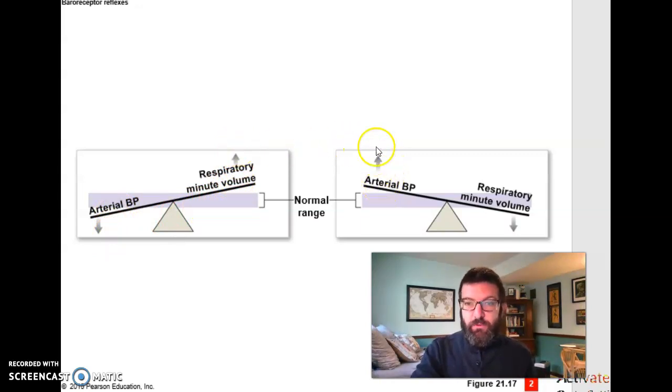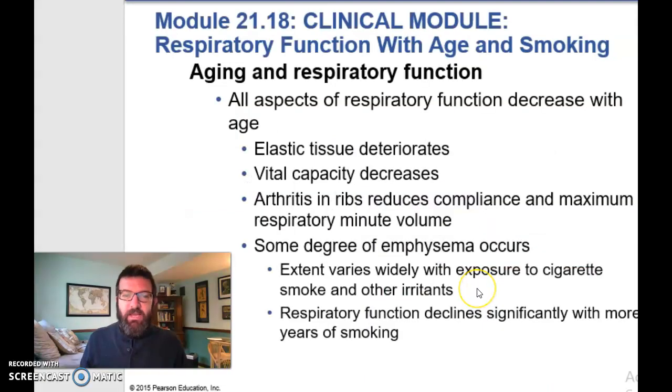As your arterial pressure goes up, your respiratory minute volume is going to go down because you may not need quite as much oxygen in your blood. Now, as with most of your other body systems, as you get older, your respiratory system stops working as well, partially because your elastic tissue begins to break down. That means you don't have that snap back of your lungs to exhale as easily. Your vital capacity is going to go down.